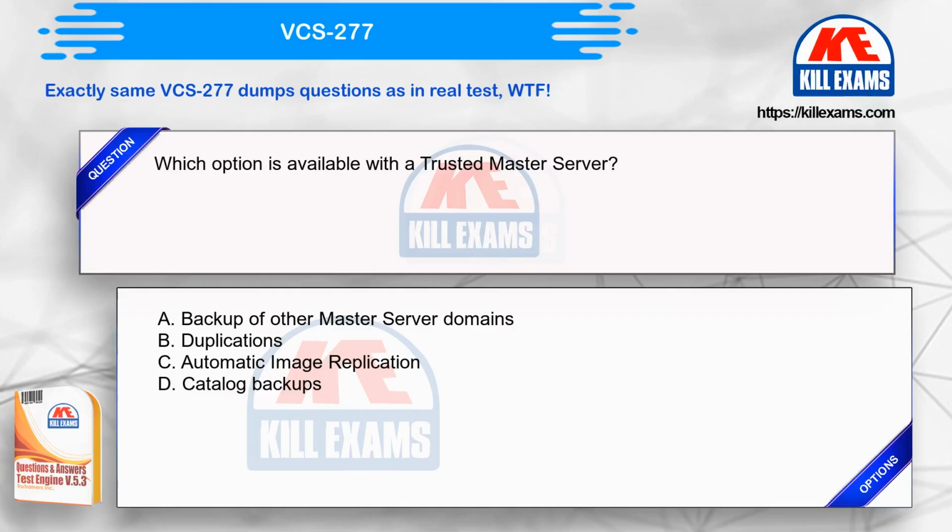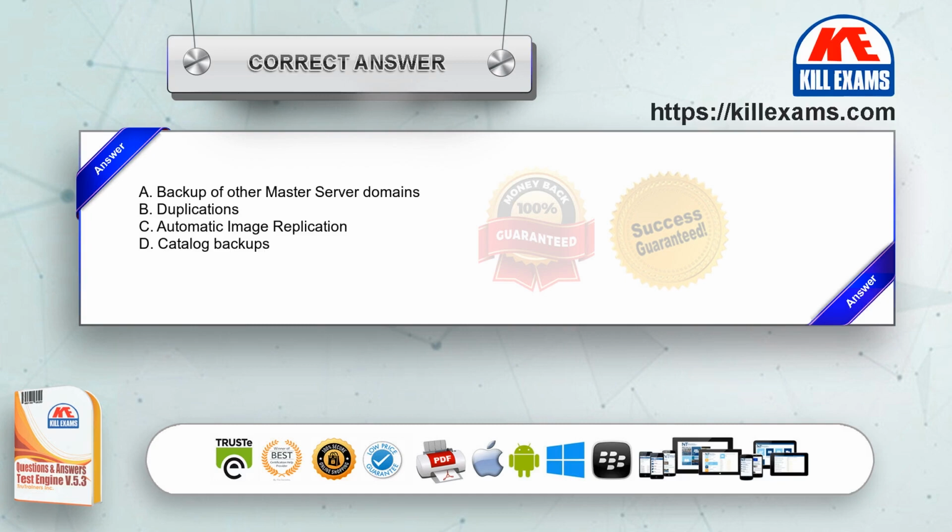Which option is available with a trusted master server? Option A. Backup of other master server domains. Option B. Duplications. Option C. Automatic image replication. Option D. Catalog backups. The correct answer is option C.